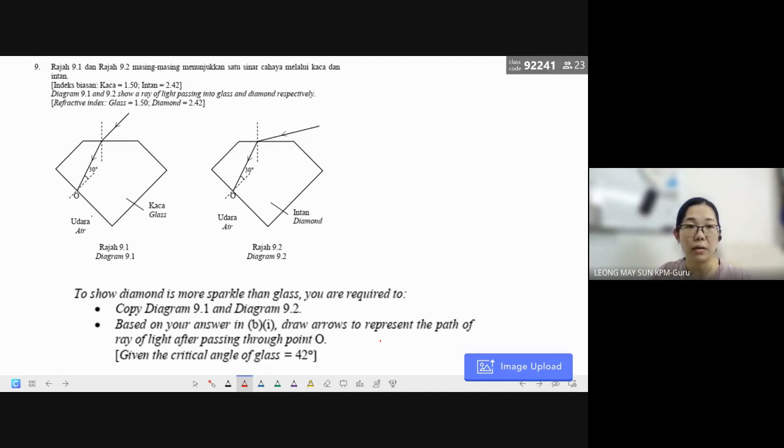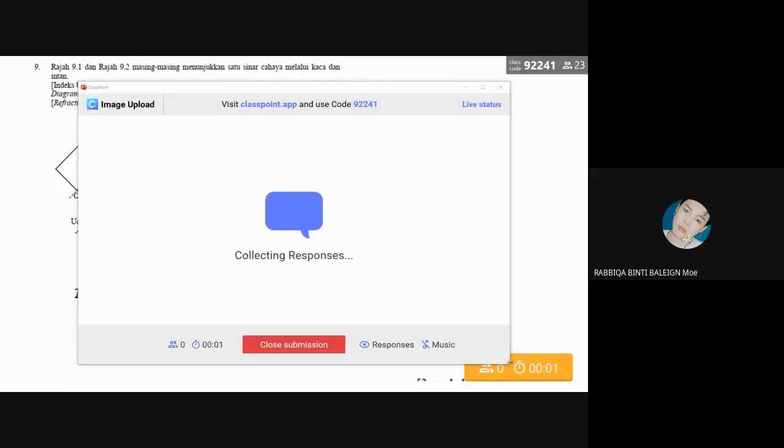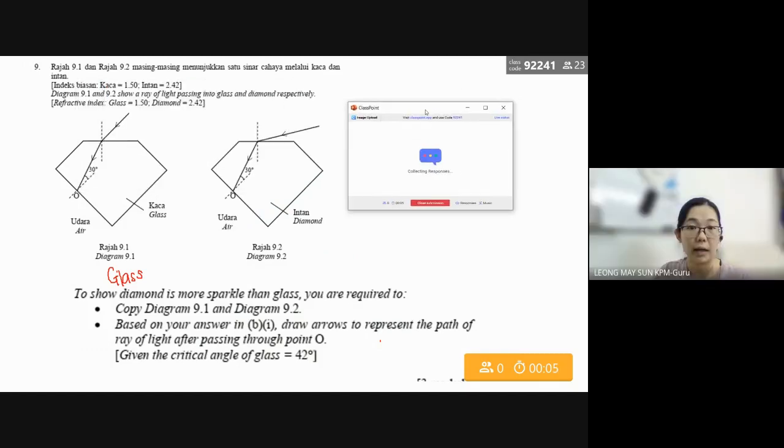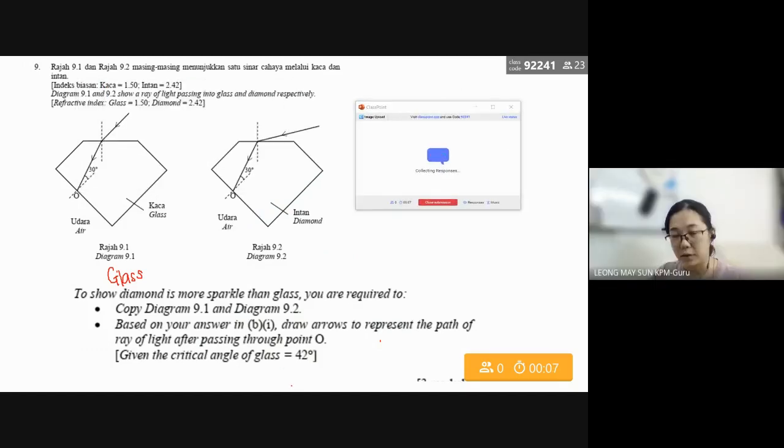But please do take note that diagram 9.1 is actually glass, which means that you need to calculate the critical angle for glass first. So I'm giving you guys 3 minutes to answer this question. Actually, they give us the critical angle of glass. Oh, really? Yes, there, 42, at the bottom there. Okay, good. Then it'll be easier for you guys to draw and analyze. Anyhow, 4 minutes. Draw your answer directly on your question paper and then directly snap a photo and send it in.